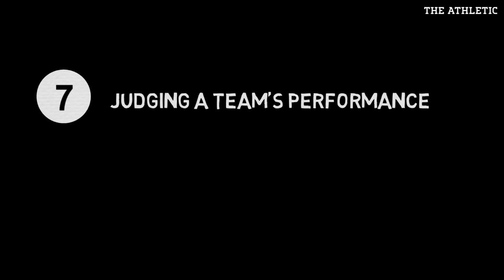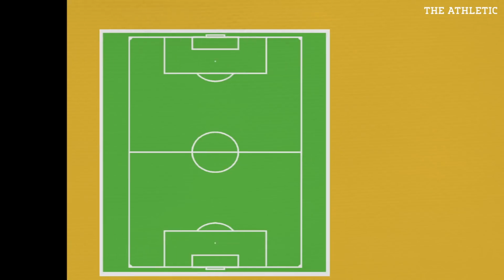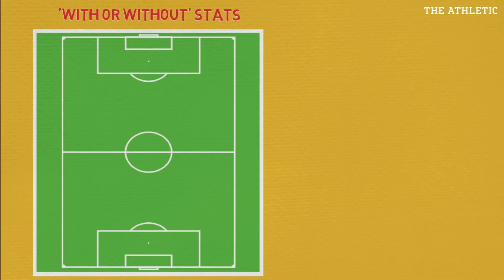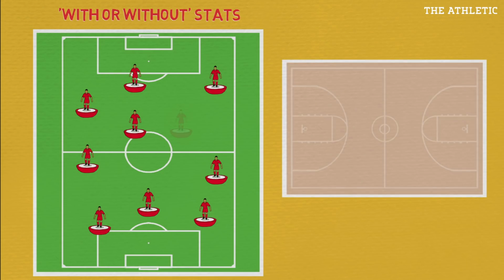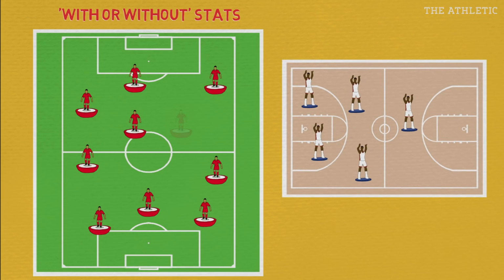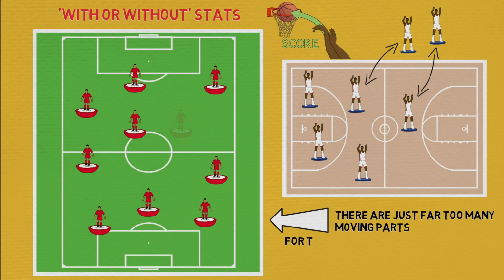7. Judging a team's performance with or without a given player. With or without stats are intended to isolate the impact of a single player in a team to see how results change with that player involved compared to when they're missing. These stats can work in sports with smaller segments to analyse, such as basketball, which has more lineup changes and is far higher scoring. In football, however, there are just far too many moving parts for this to be a good way of analysing if a player is any good or not.